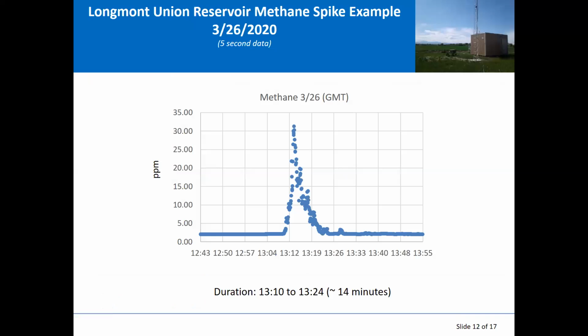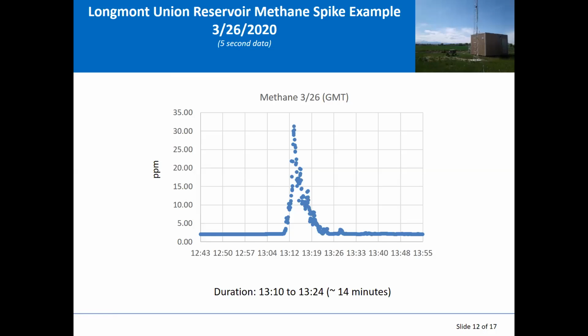I think the next slide zooms in on just one of these spikes. This is from the Longmont Union Reservoir, and you can see how short this is. This is just a 14 minute duration where methane goes up by a factor of 15. The background is 2 parts per million, and it went above 30 here, just for 15 minutes. So that's important to understand when you live here.